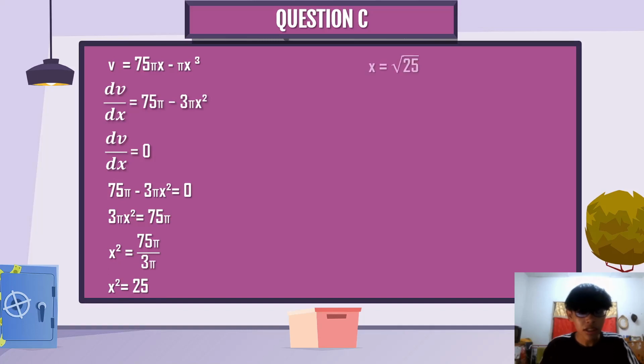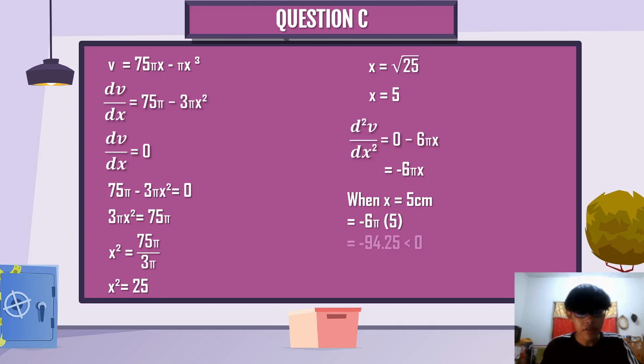Next, to get the value of x, we need to square root 25, and it will become x equal to 5 cm. To prove it is maximum, we must do the second derivative for the volume equation. After differentiating it for the second time, it will become negative 6 pi x. And then, when x is equal to 5, replace 5 into the negative 6 pi x. And it will become negative 6 pi multiplied by 5.